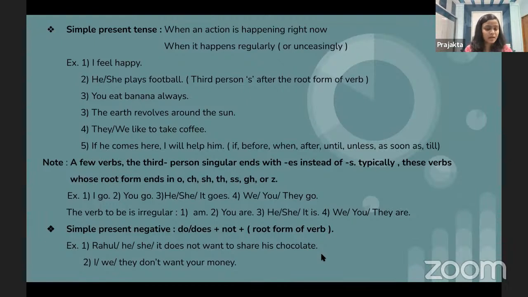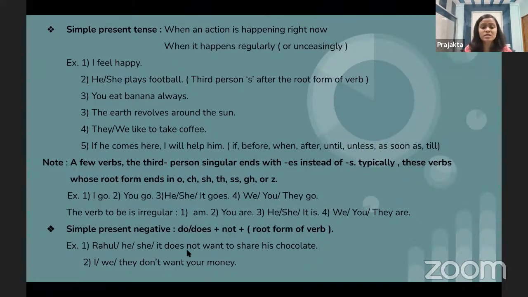Simple present negative. So how we will make simple present negative sentence. Okay. So we have to use do, does. I have given here the formula. Do, does plus not plus root form of verb. Okay. Basic form of verb. See this example. Rahul, or the third person, I have given the name of the person. Rahul, or he, she, it does not want to share his chocolate.